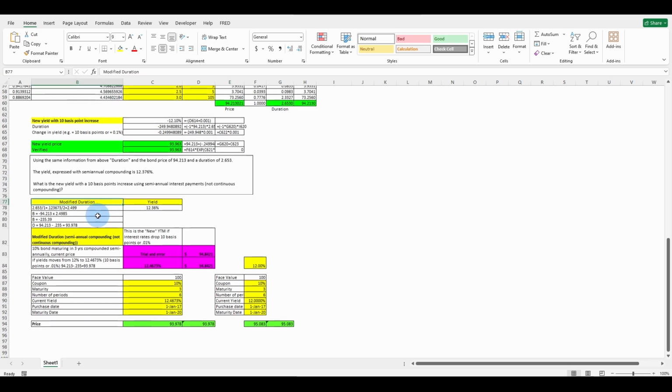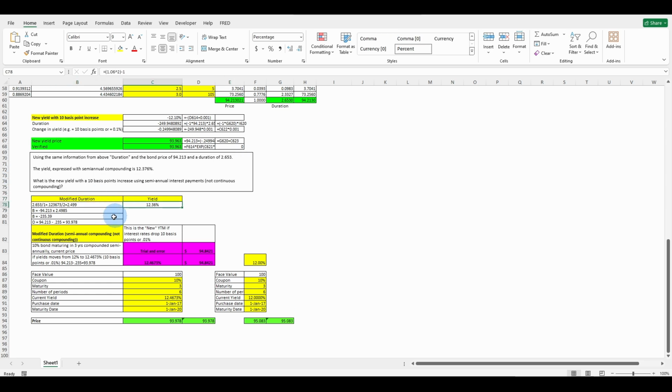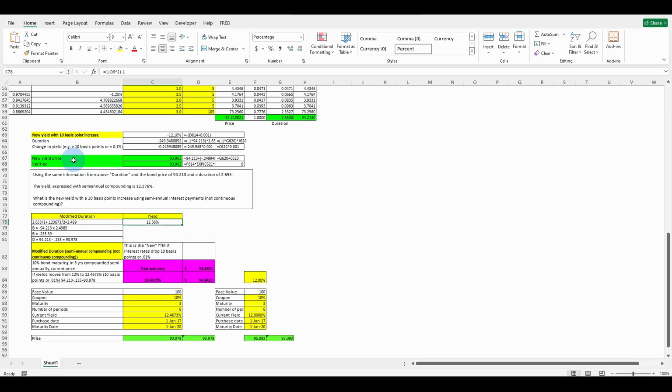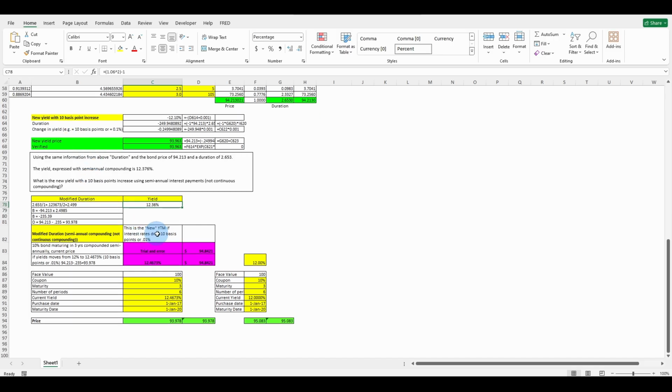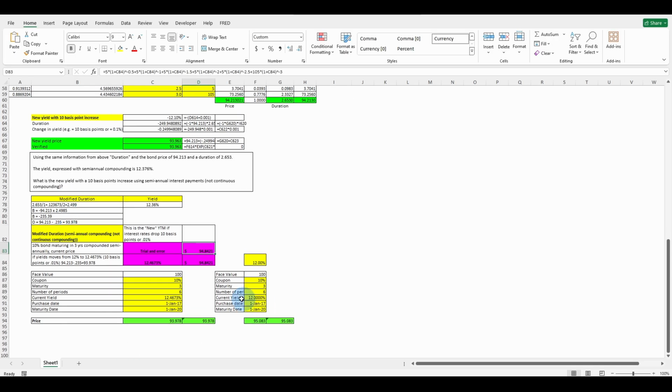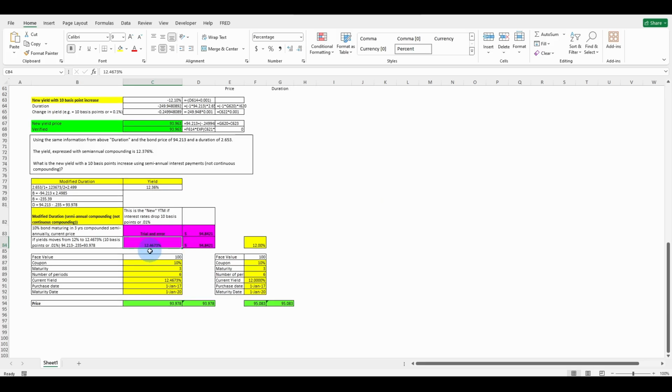Modified duration, we're going to use this. So now we have 106.2 minus 1. This is the new yield to maturity if interest rates drop 10 basis points. 10% bond maturing in 3 years, compounded semi-annually. We've got this 948421 with a yield of 12.4763. We have face value 110.36, current yield 12.4.